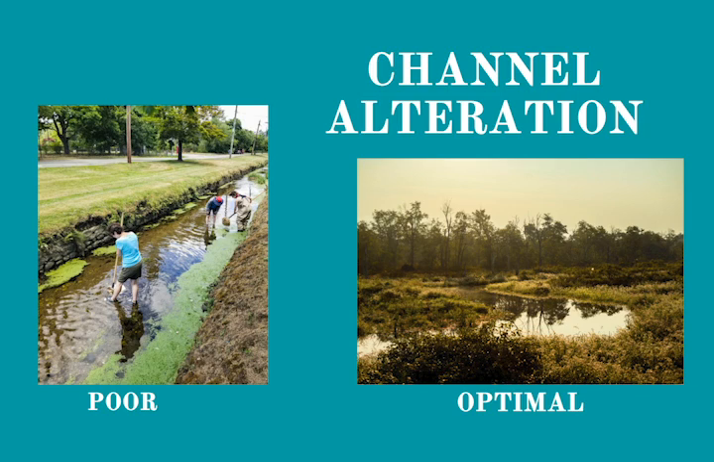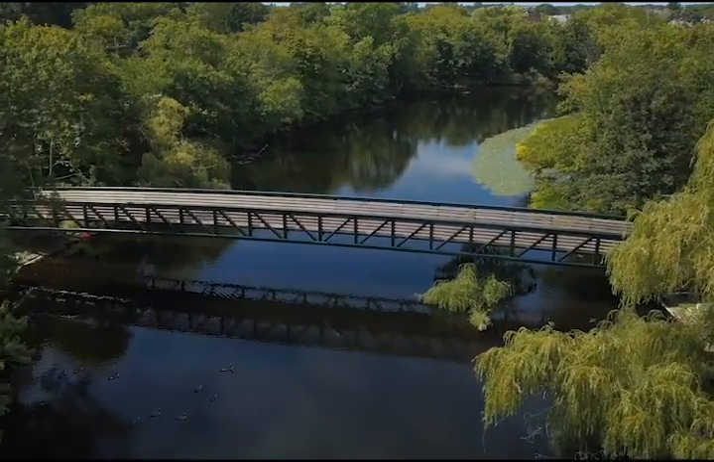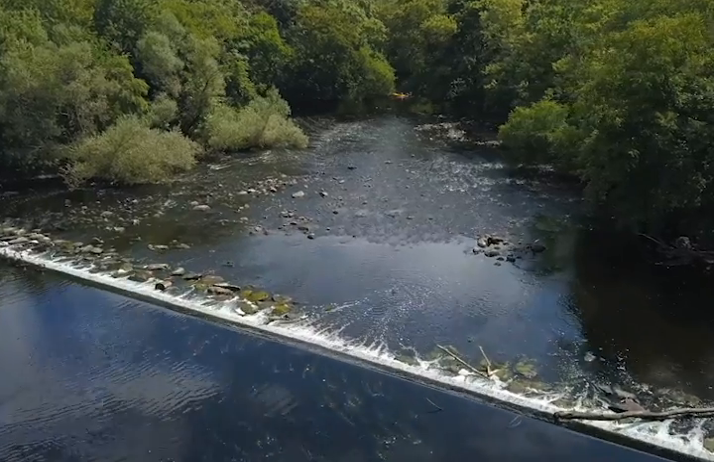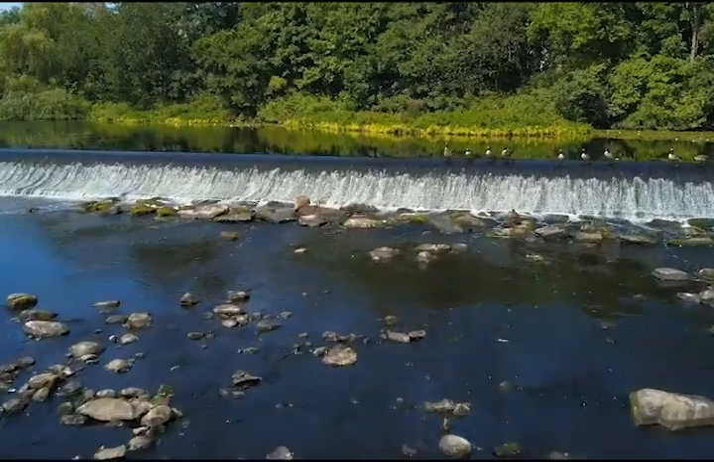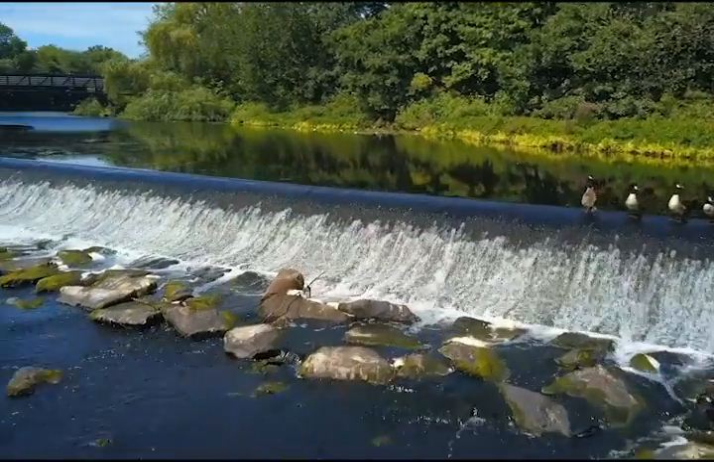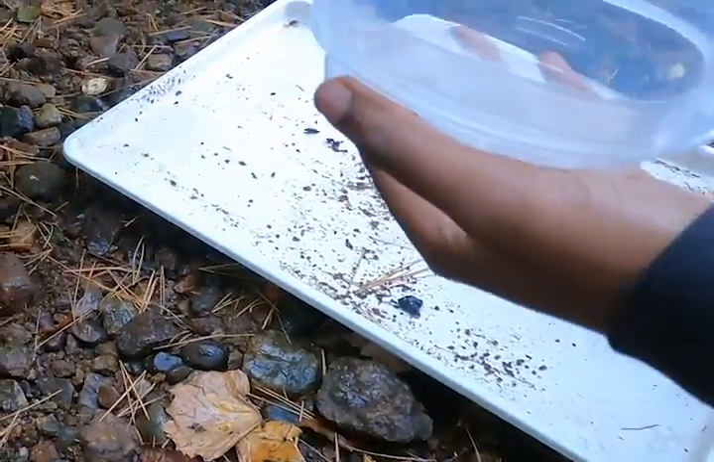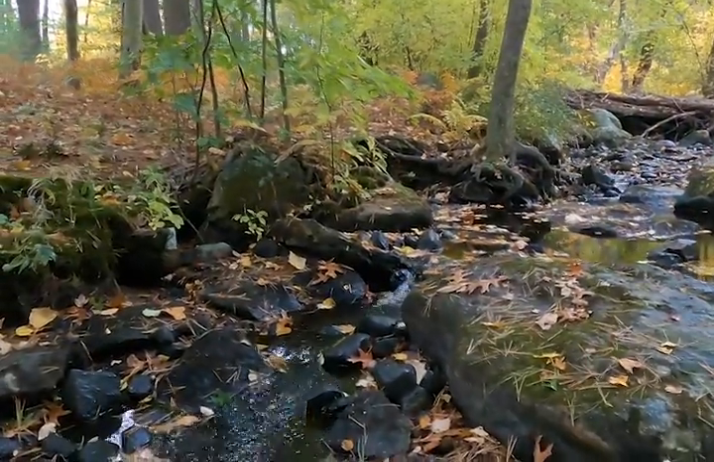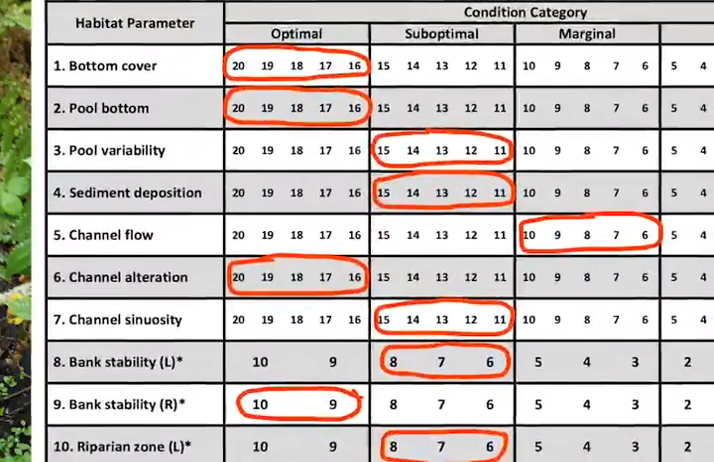Channel alteration measures the large-scale changes in the shape of the river over time. These changes could be a result of things like bridges, dams, artificial embankments, or concrete channels. Altered streams have fewer natural habitats for aquatic organisms, meaning they don't support diverse aquatic life. Here at Dick's Brook, there is not much sign of human impact. We rated channel alteration optimal.